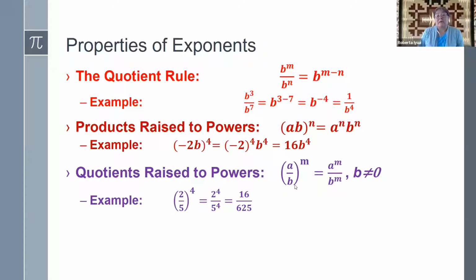You have the quotient raised to powers. That'll be a over b raised to the m. Distribute the m to each variable. So we get a raised to the m over b raised to the m, as long as b does not equal 0. So your denominator cannot equal 0. An example of 2 over 5 raised to the 4th. So 2 to the 4th over 5 to the 4th equal to 16 over 625.